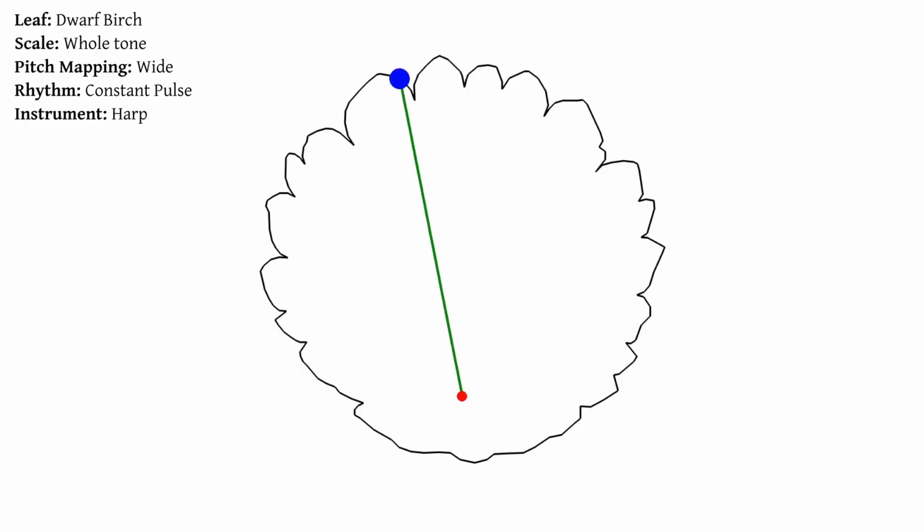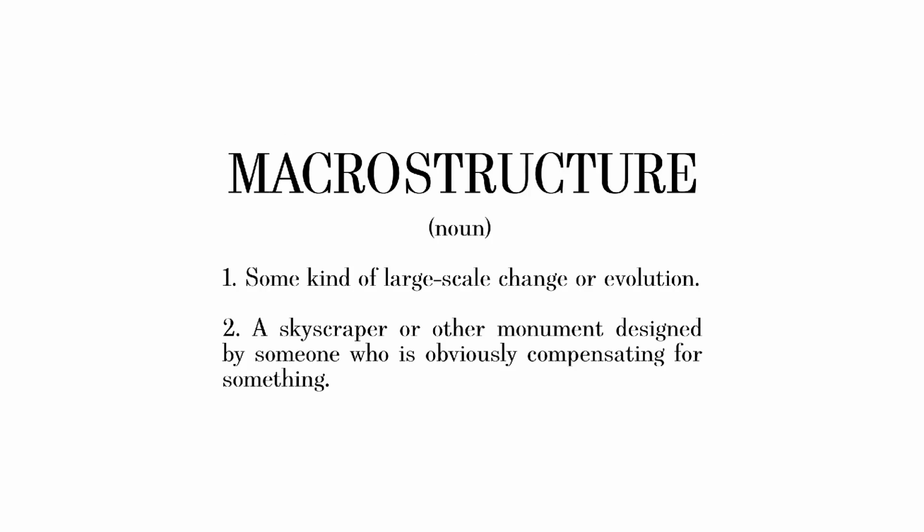Okay, so this is cool, but is it really a piece of music? It's just an unchanging, never-ending loop, right? To make it into a real piece of music, we need macro structure, which is to say we need some kind of large-scale change or evolution.